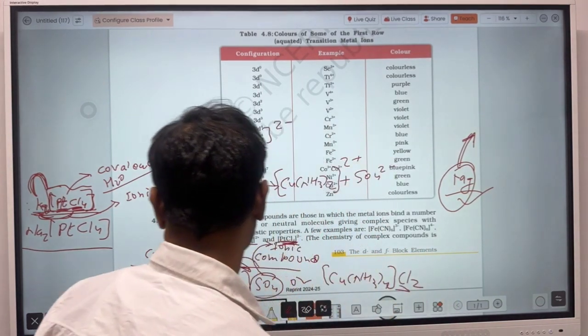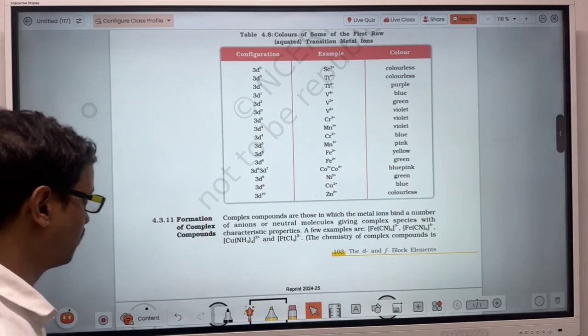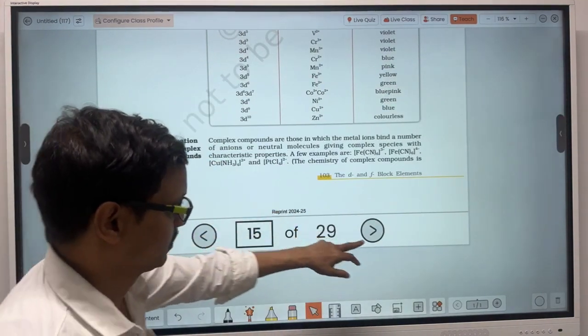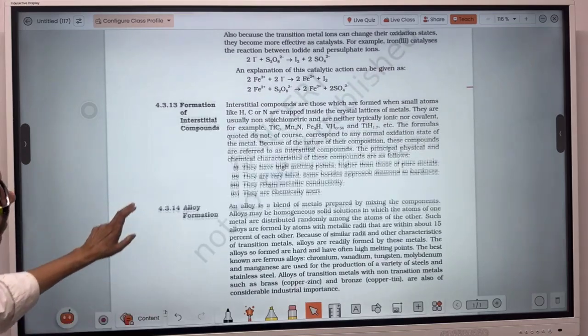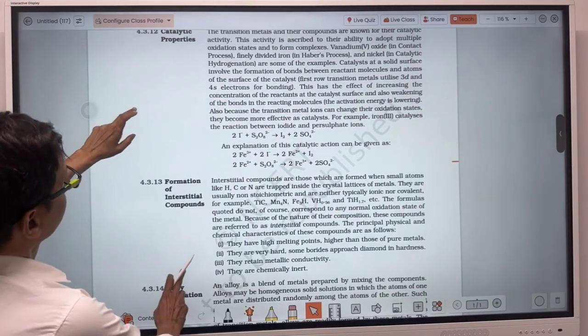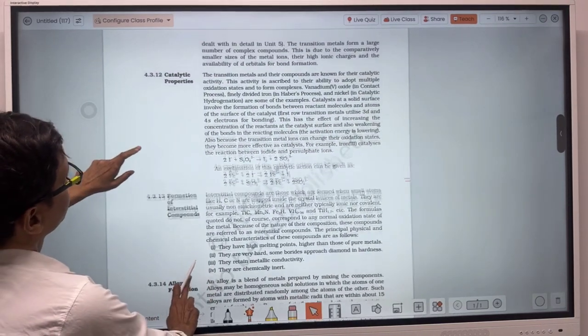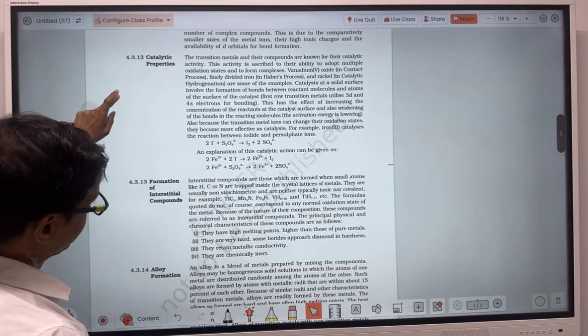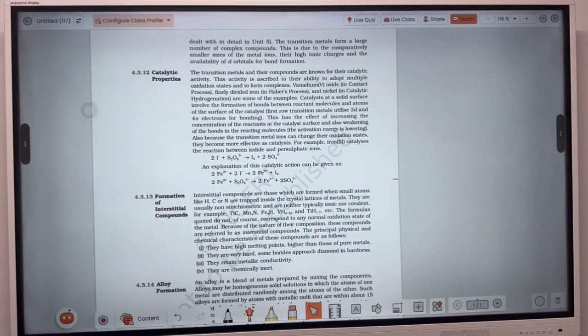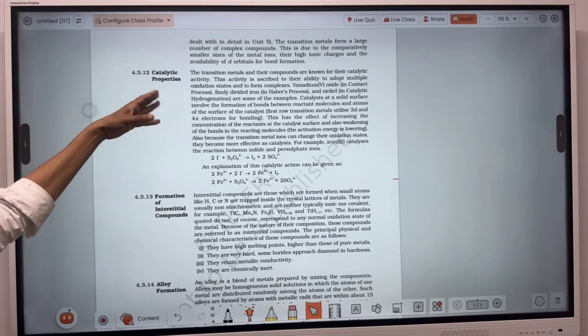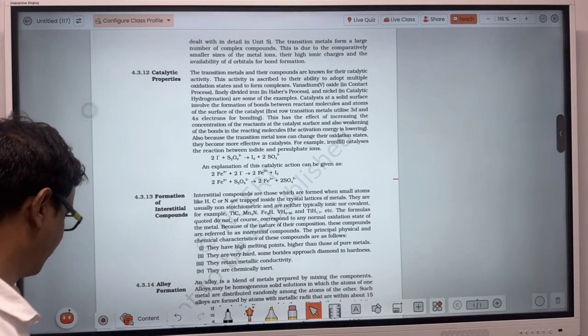Okay, that is why the d block elements form complex compounds, due to presence of incomplete d orbital. If you write due to presence of incomplete d orbital, then also you will get full marks. So the main keyword here is presence of incomplete d orbital. That was this one. Next one is catalytic properties.